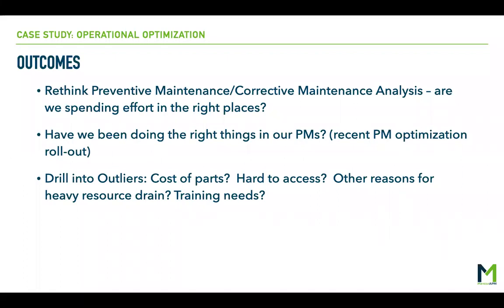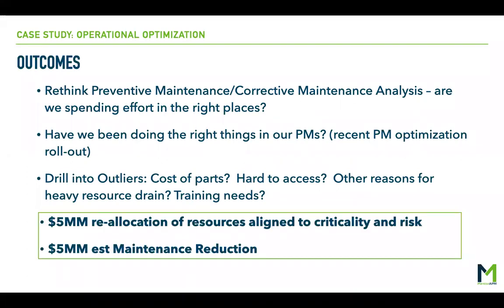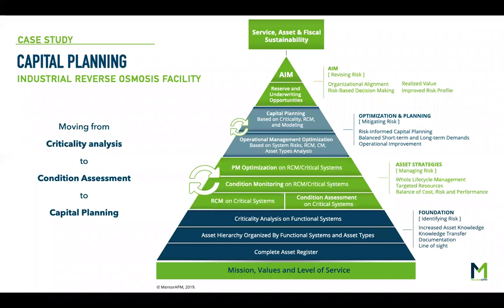But here's the key takeaway. In their maintenance budget, $5 million was reallocated to shifting priorities to where it mattered, aligning resources to criticality and risk, and another $5 million was estimated in a reduction that was possible for their maintenance budget. And that is a significant savings to the bottom line. This is not just an academic exercise. There are real dollars to be saved here. All right, let's move on to the next one.